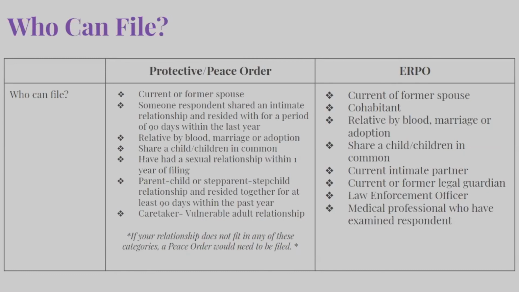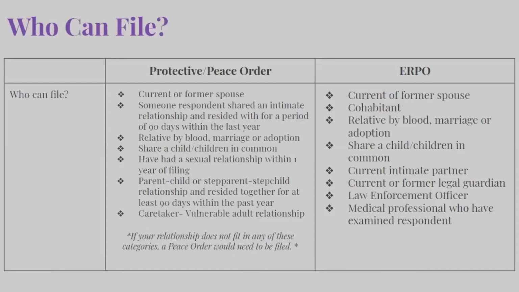It would be a parent-child or step-parent, step-child relationship, but you had to have resided with this individual for at least 90 days within the past year. And then there's the caretaker, vulnerable adult relationship. Now, if your relationship does not fit in any of these categories, then you would file for a peace order.